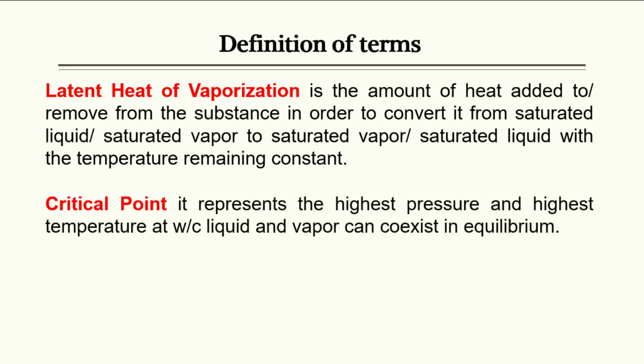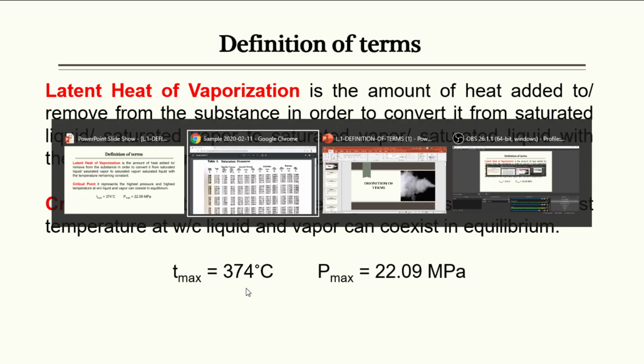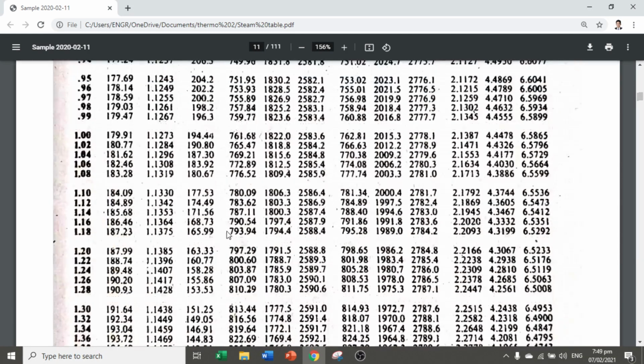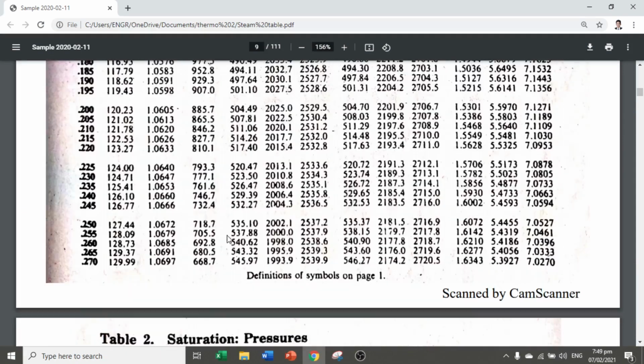Then, critical point. It represents the highest pressure and the highest temperature at which liquid and vapor can coexist in equilibrium. So, kapag sinabi natin critical point, ito na yung pinaka-maximum na temperature and pressure natin sa ating steam table. Kung mapapansin natin, Tmax natin ay 374 degrees Celsius. Kapag tinignan natin sa steam table, doon tayo sa table 1.